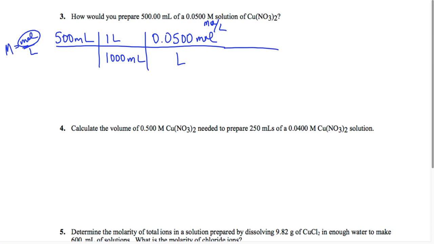Now this is one thing people get afraid of. My liters have canceled, my mils have canceled. Right now, if I stop, I'm only getting to moles. But I need moles per liter. How many liters do I need? Oh, I do have moles per liter.